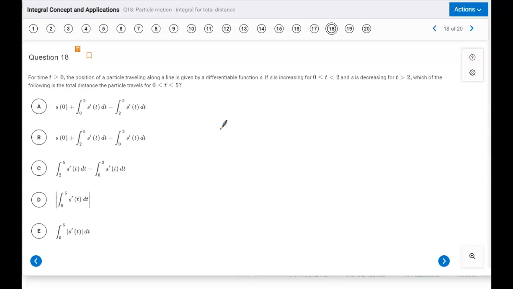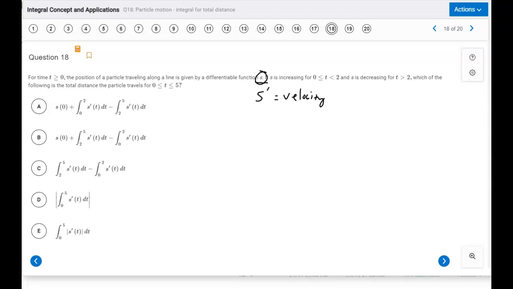All right, for time t greater than 0, the position of a particle traveling along a line is given by a differentiable function s. So this is the position function. Now, if that's the position function, hopefully you guys know that s prime is the derivative. S prime represents the velocity. So that's something that we need to know to do this problem.